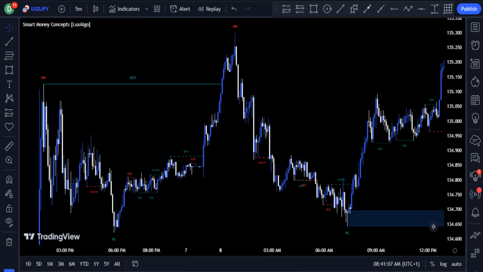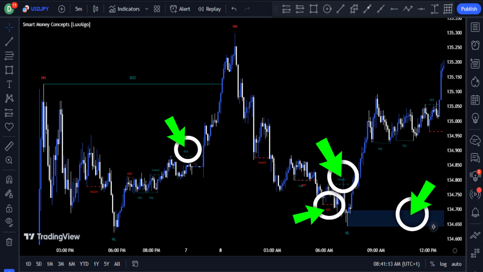Now, here on the chart, the indicator will help you to identify and accurately draw the bearish and bullish break of structures, change of characters and order blocks, so that you will not worry yourself drawing it again, except for more precise ones.